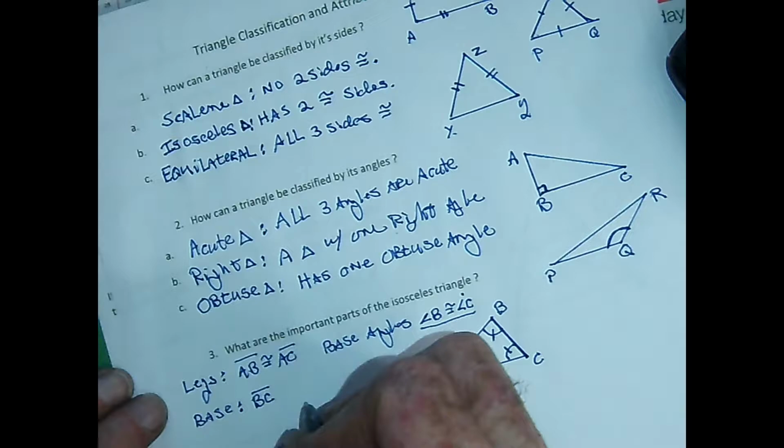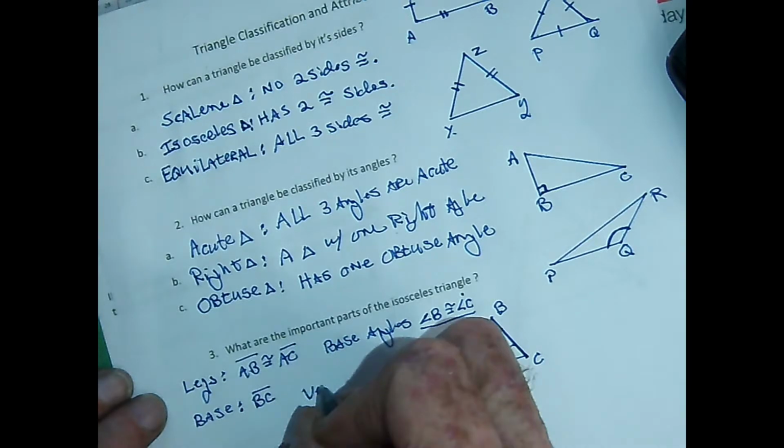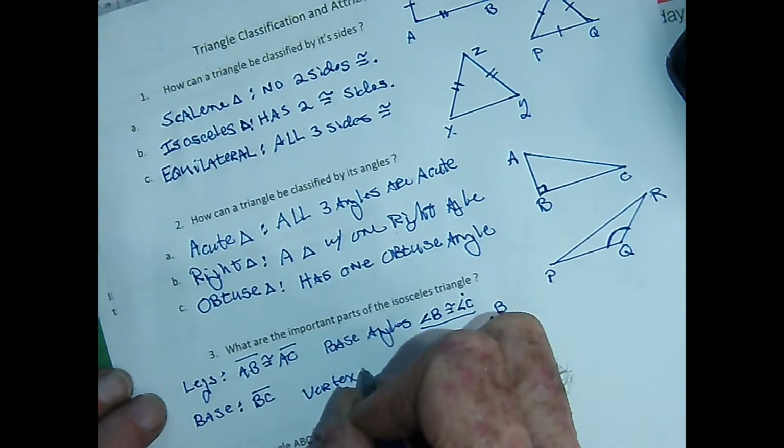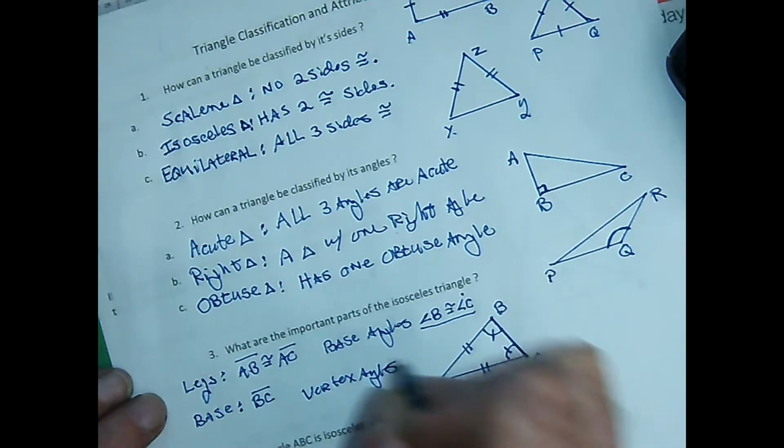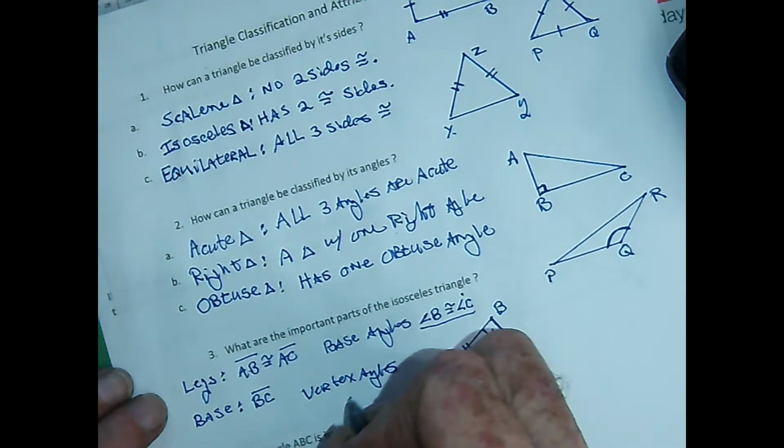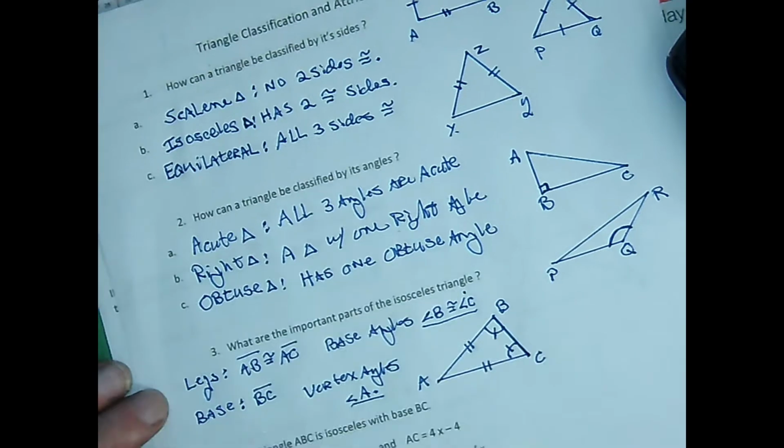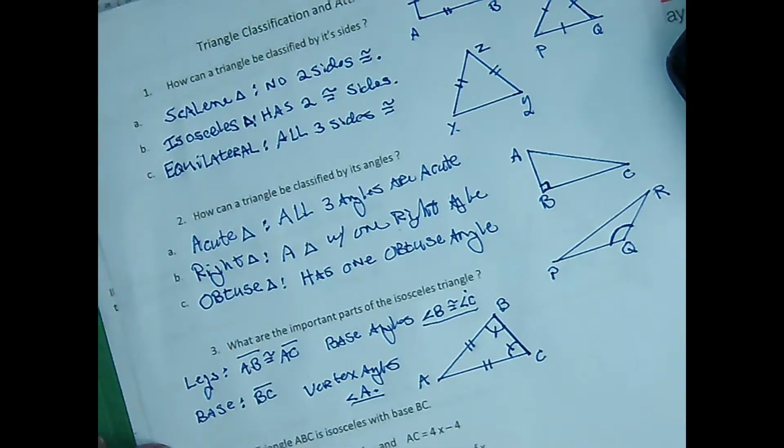It also has a vertex angle. And the vertex angle is the one that's not a base angle. So the vertex angle here would be angle A. We're going to work so much with isosceles triangles that it's important that you know these parts.